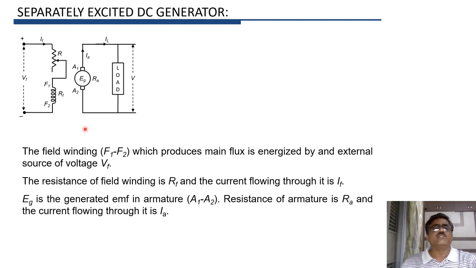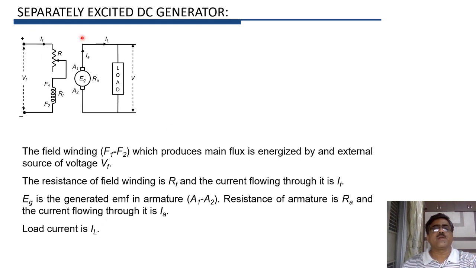Now the generated EMF in armature is EG. Armature terminals are marked as A1, A2. Armature current is IA and resistance of armature is RA. Now if load is connected across the armature, load current will flow. Now here load current is IL.